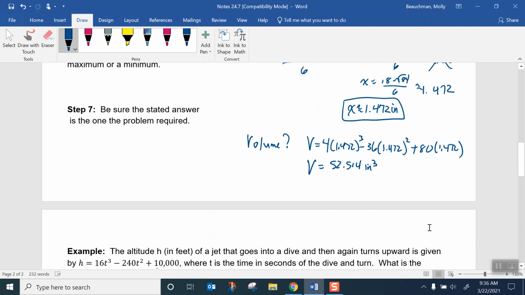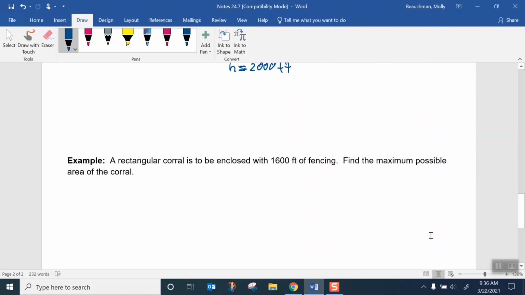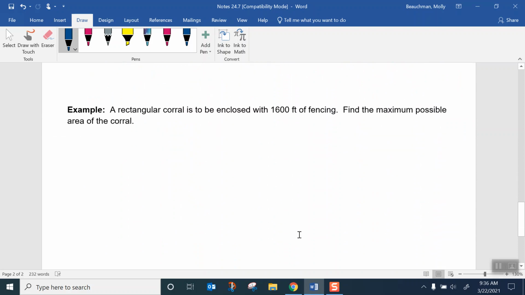All right, last example is another geometry type problem. We have a rectangular corral to be enclosed with 1,600 feet of fencing. Find the maximum possible area of the corral. So if our rectangular corral, if I draw that, has a length and a width, it's to be enclosed with 1,600 feet of fencing. So if I add together around the outside, that's 1,600 feet. So 2 length plus 2w is 1,600.